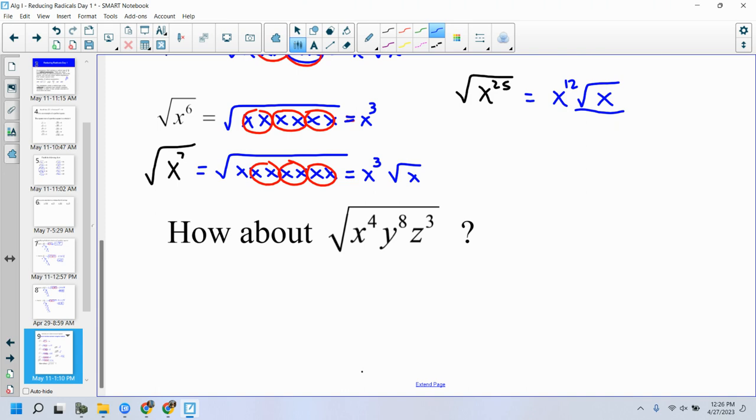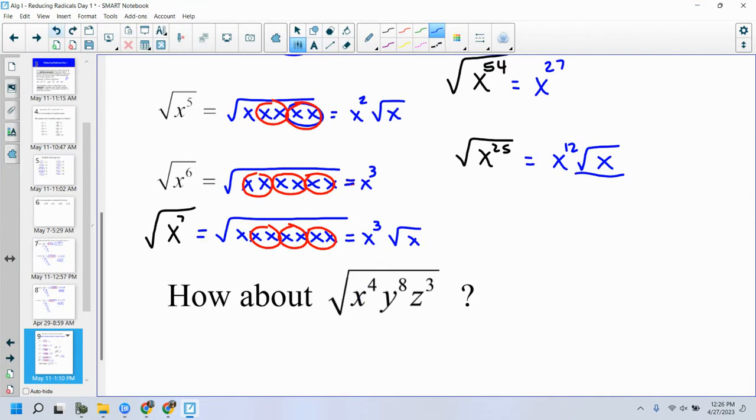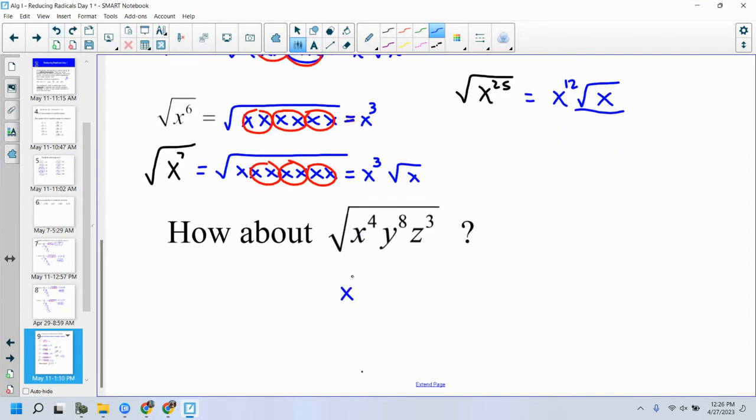Well, is the power on x even? Yeah, so just divide by 2. X to the 2nd. Is the power on y even? Yeah. Divide by 2. Is the power on z even? No. So we know we're going to have a radical z in there. And then I would knock it down 1. So z to the 2nd. And then I would divide by 2. So 2 divided by 2 is 1. So just z, or z to the 1st.